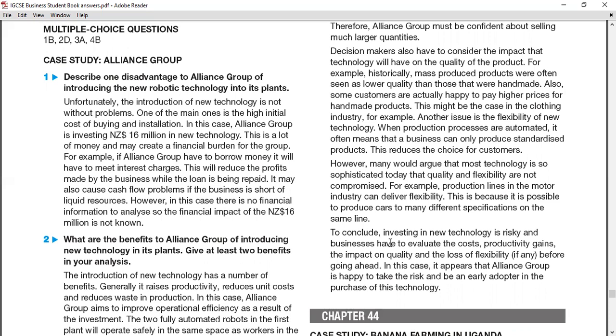To conclude, there is a risk in every decision businesses are taking. In this case, they have taken the risk. They're happy to take the risk. Because of that, they become an early adopter and they get a competitive advantage.